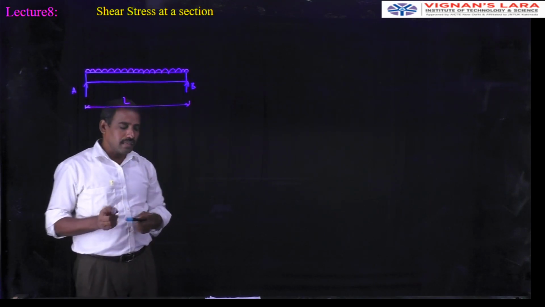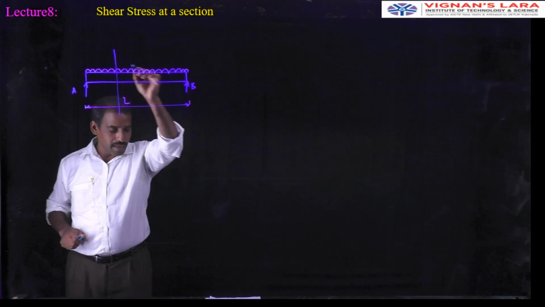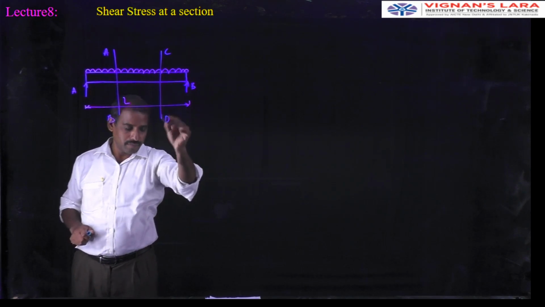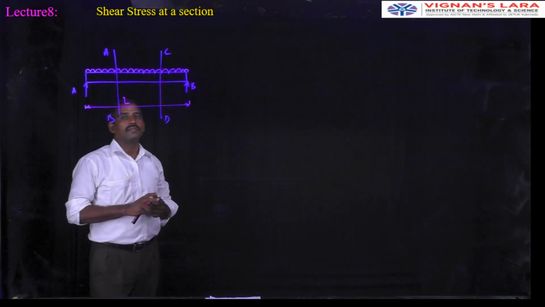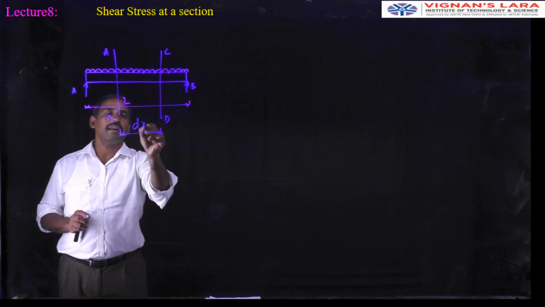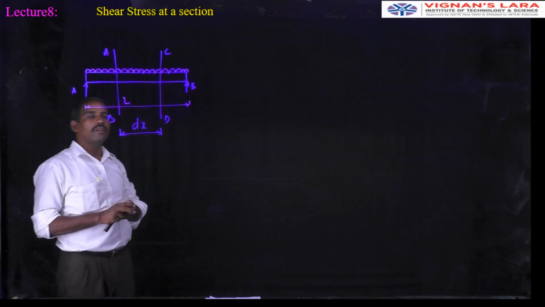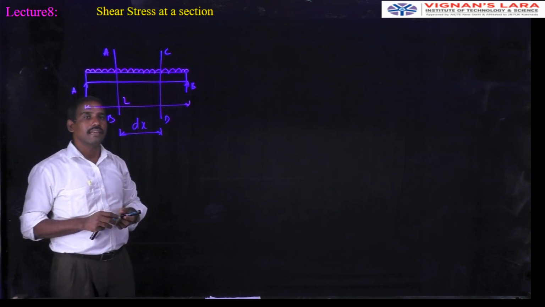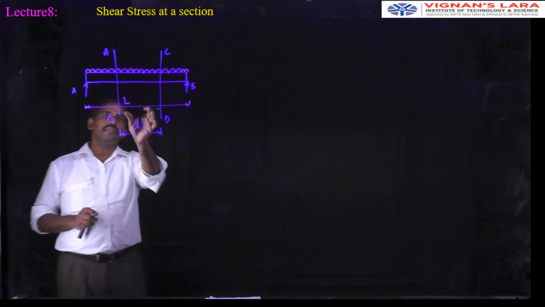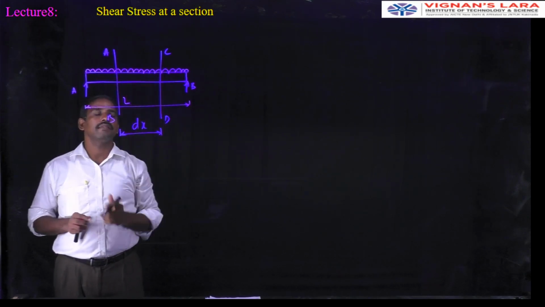So for example, let us consider sections AB and CD. This is AB and this is CD, say figure 1, separated by a length dx. It means let us consider a part of the simply supported beam subjected to the uniformly distributed load, with sections AB and CD a distance dx apart, as shown in the figure. So I would like to consider just this portion.